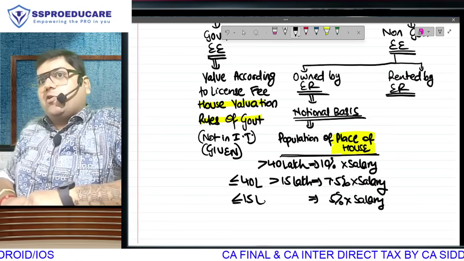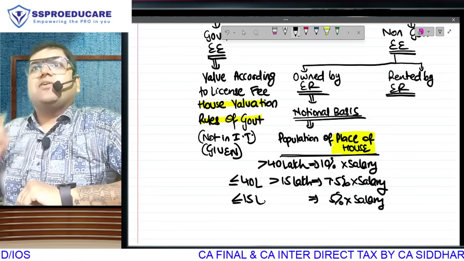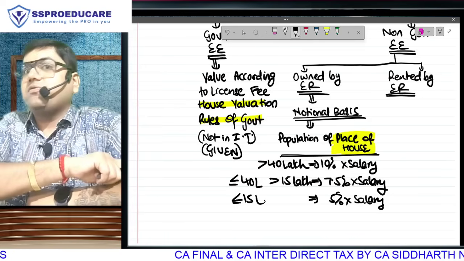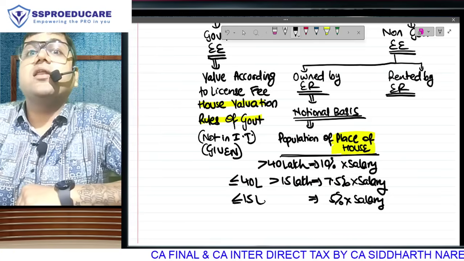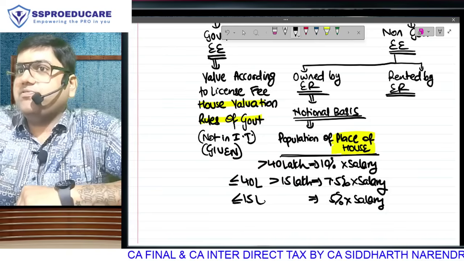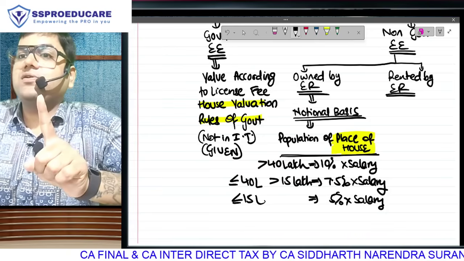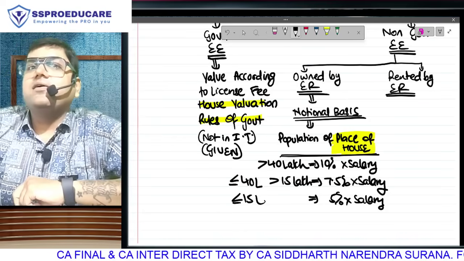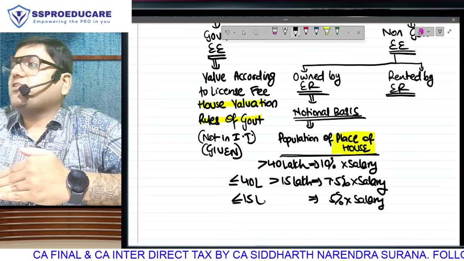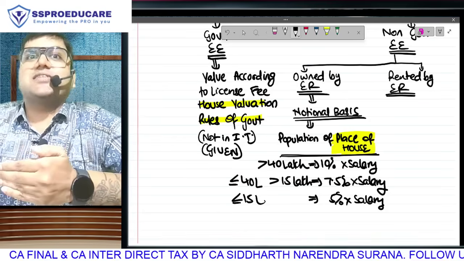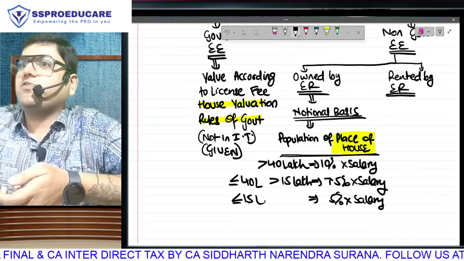And be clear about the following things. Thing 1: we will see the place of the house. Meaning if your boss is giving you a house in Noida, but your office is in Delhi, you will see the population of Noida. The same thing we saw in HRA also. Second, as the population of that city increases, your expense on housing increases, thus the valuation also will increase.